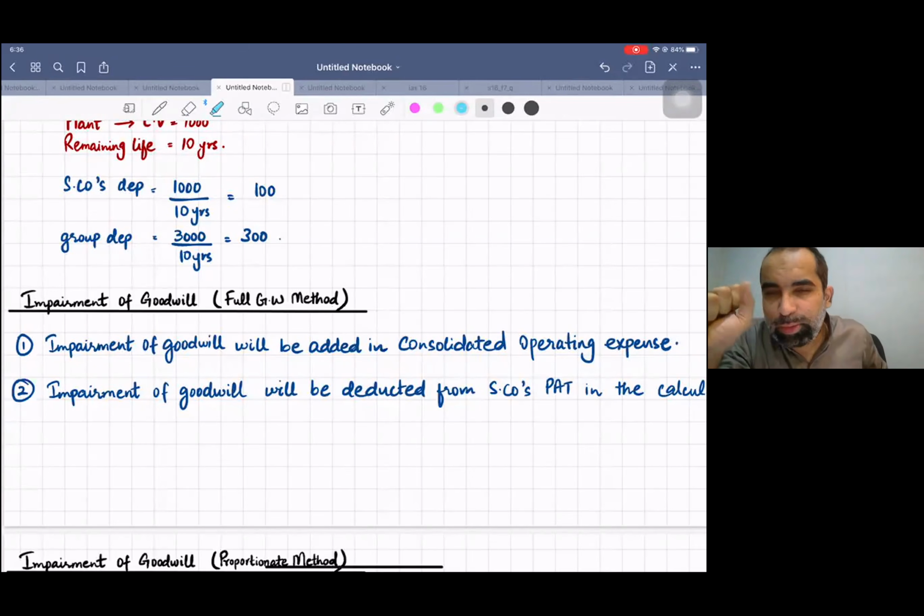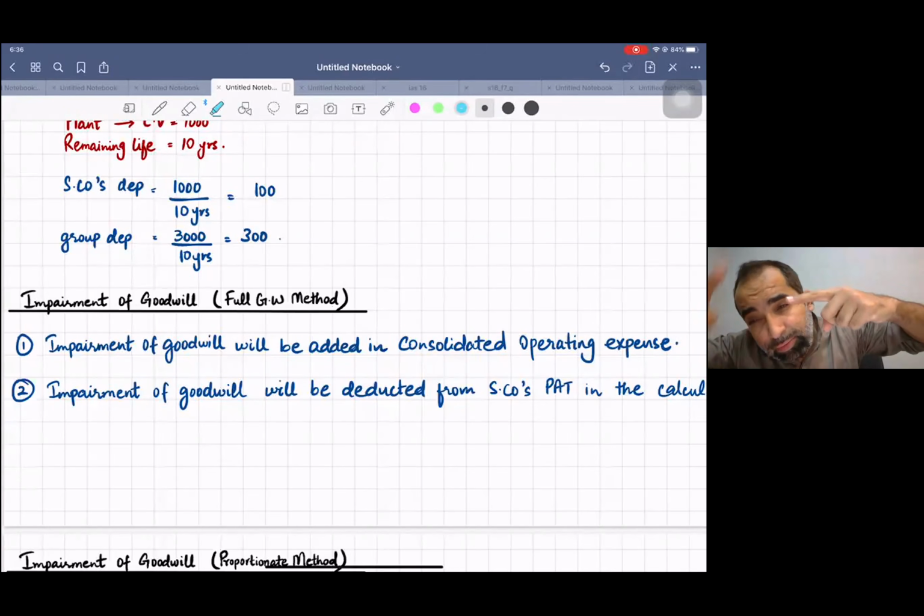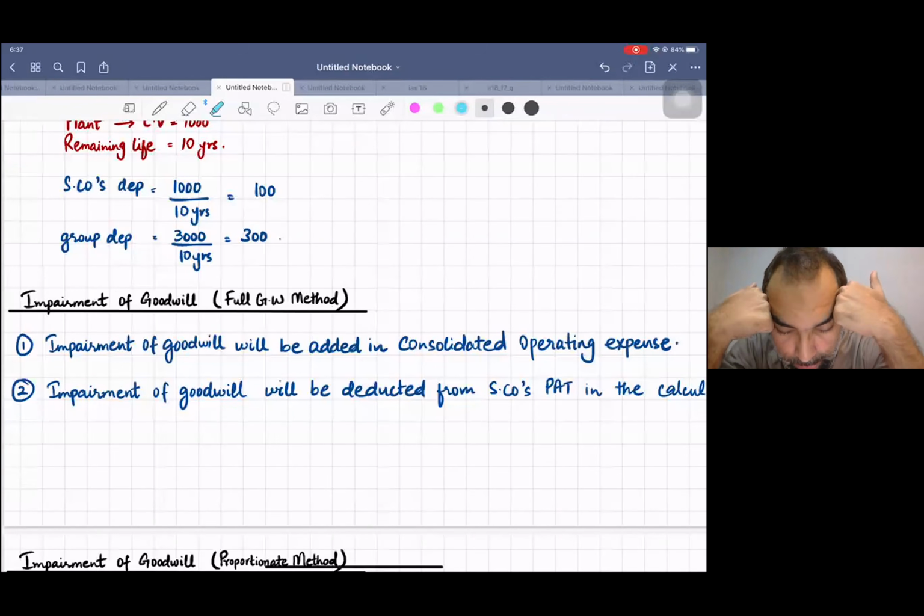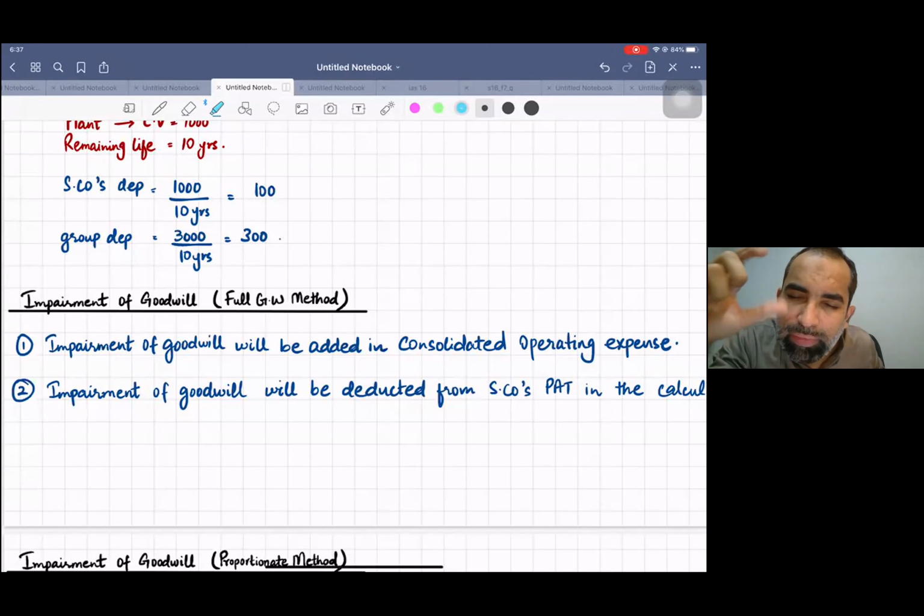Now, a very good concept, listen. This concept is again linked with the point I told you at the start of the income statement. In the full goodwill method, goodwill is considered to be a complete asset of S company. So when goodwill value goes down, this is the loss of S company. That means we should adjust S company's individual income statement, but we have not done this yet.